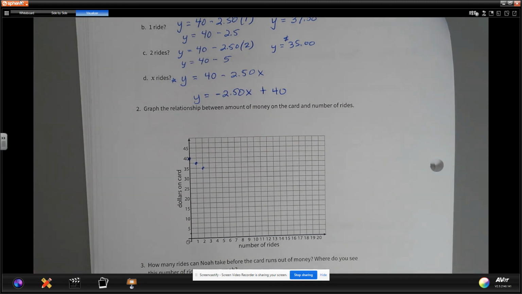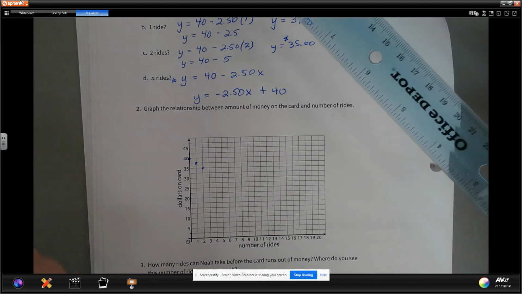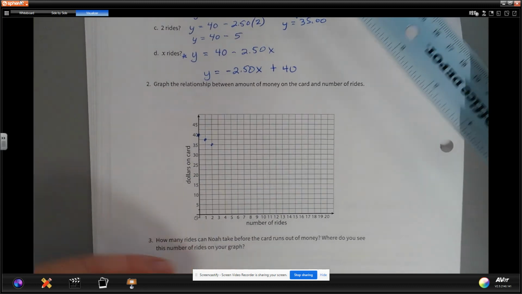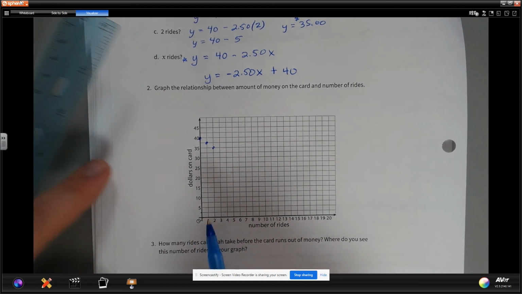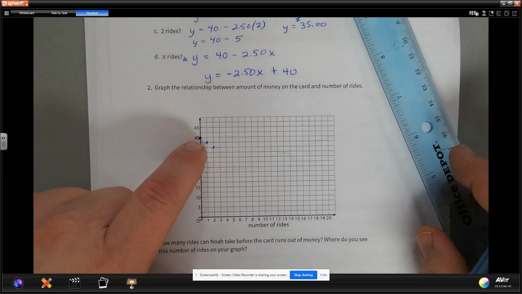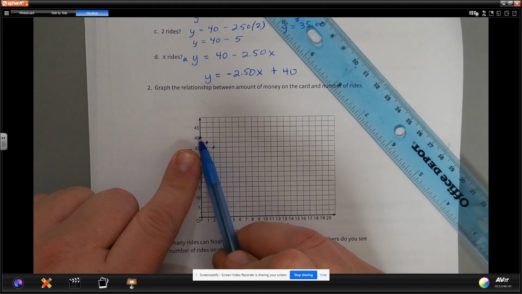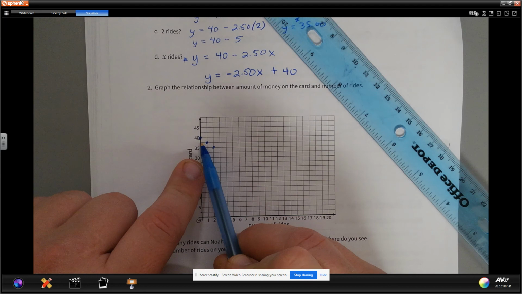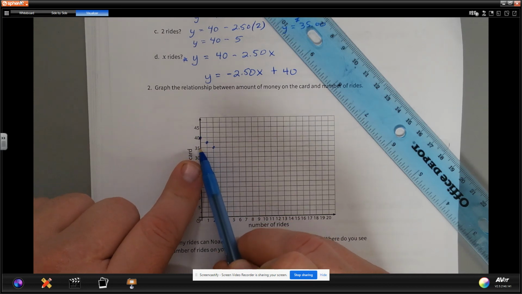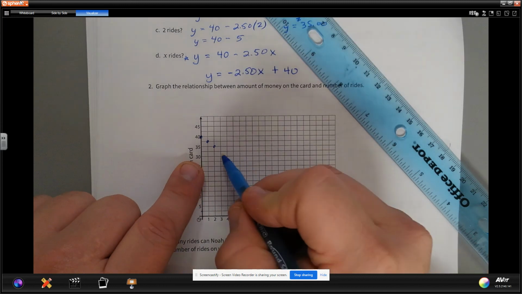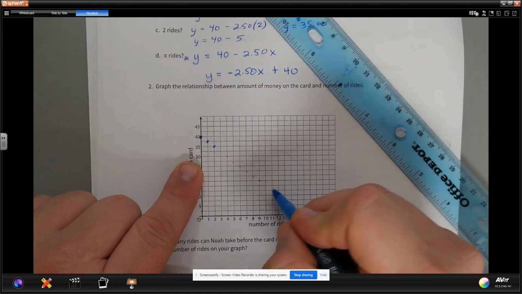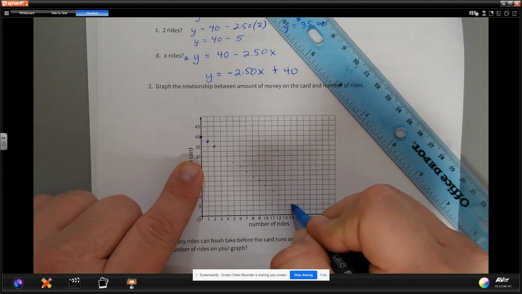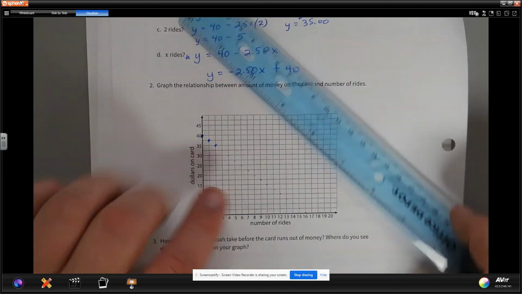So the question is, how many rides can Noah take before his card runs out of money? Where do you see this number of rides on your graph? Well, if Noah runs out of money, that means that the dollars on his card will eventually come all the way down to 0. Now, how does this look? I see a line starting to form that follows a pattern of down 2.5 every 1, or down 5 every 2. And so if I continue this pattern, I can follow it all the way down until I get to the x-axis. And on the x-axis, I see that we get to 16.